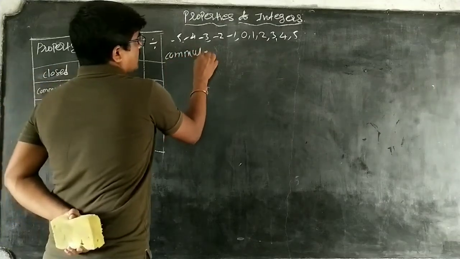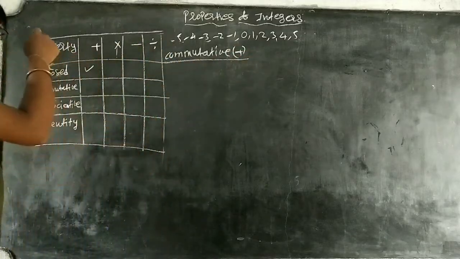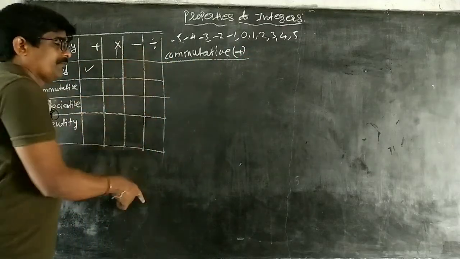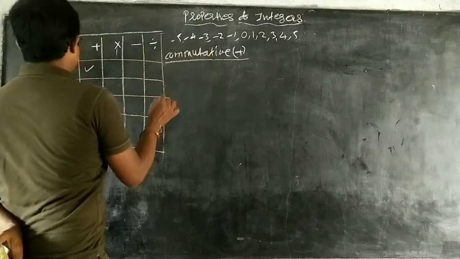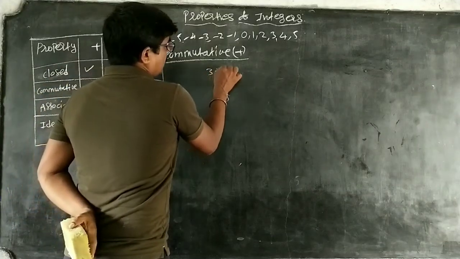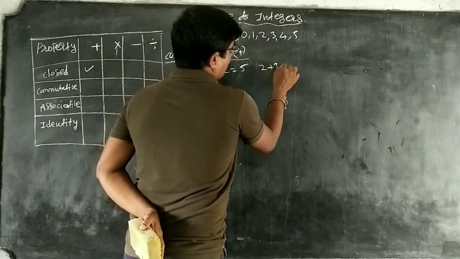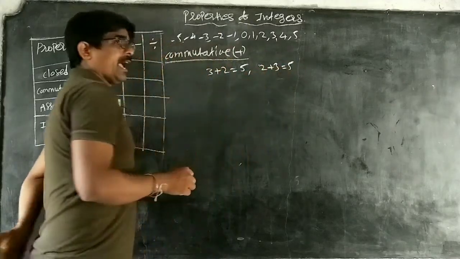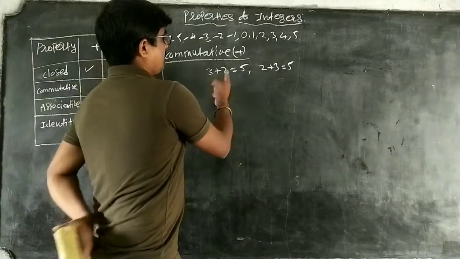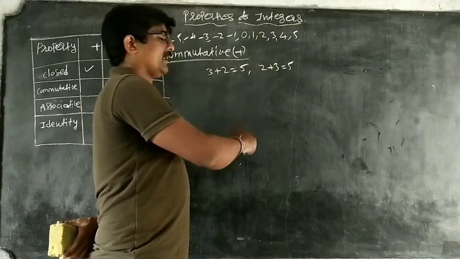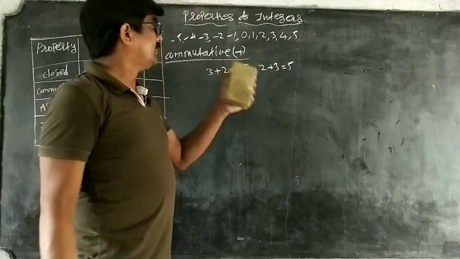What is the commutative property? I am checking commutative under addition only. I am checking the properties one by one in this order. First, commutative. What does commutative mean? Take any two numbers: 3 plus 2 is equal to 5 and 2 plus 3 is also 5. So add any two numbers irrespective of their places. You interchange them and the result should be the same.